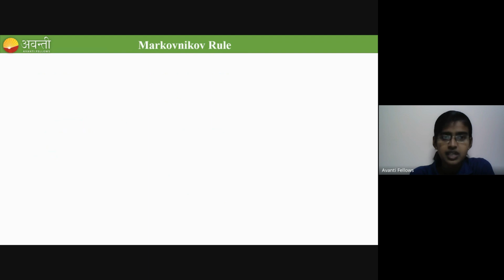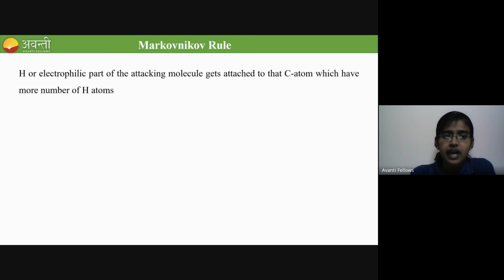Now, to find out the major product, we are using the Markovnikov rule. So, what is this rule? The hydrogen or the electrophilic part of the molecule that we are adding, the molecule that we are adding is called the attacking molecule, gets attached to the carbon which has more number of hydrogen atoms. It is going and attaching to the carbon which is having more number of hydrogens. That is called the Markovnikov rule.